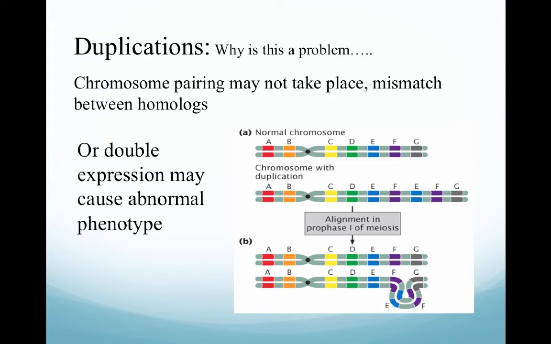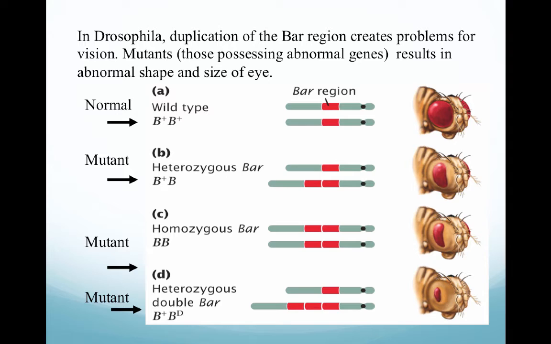Duplications can also be a problem because we can actually see double expression and an abnormal phenotype being expressed. An example of a duplication issue that we see with flies is in the bar region of the X chromosome on flies. So here, the bar mutation has the ability to reduce the number of facets in the eye. So if you get a wild type individual that is normal, they have one bar region on each X chromosome.